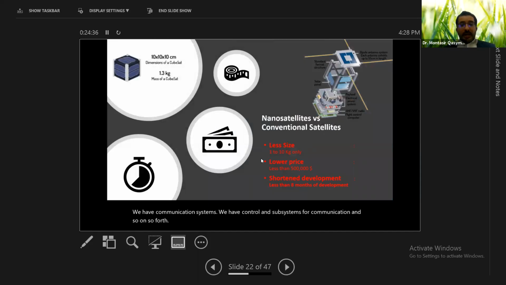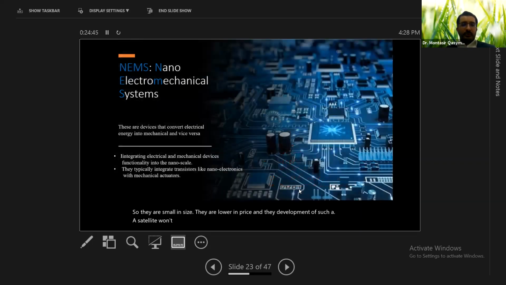So they are small in size, they are lower in price, and the development of such a satellite won't take a long time, maybe 8 months, for example.